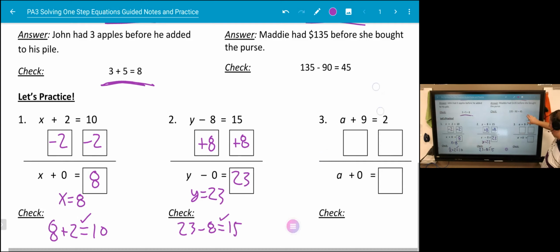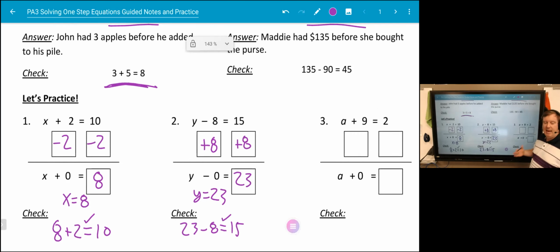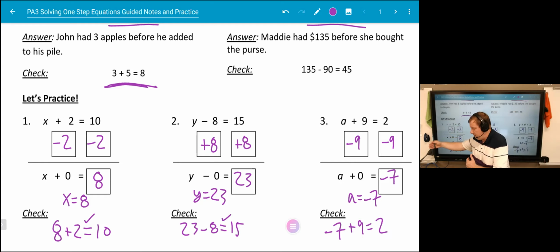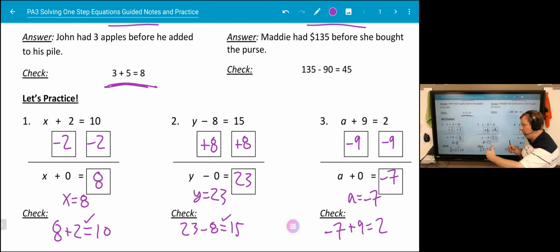Example 3: a plus 9 equals 2. The opposite of addition is subtraction. Plus 9 minus 9 is 0, so it's just left with a. 2 minus 9, a positive 2 and a negative 9 combined, gives me negative 7. So a is negative 7. Let's check that. Does negative 7 plus 9 equal 2? I go to negative 7 and come back up 9, so I've got more positive than negative by 2. Sure enough, that's exactly what we got.